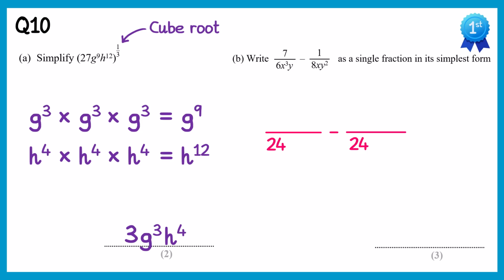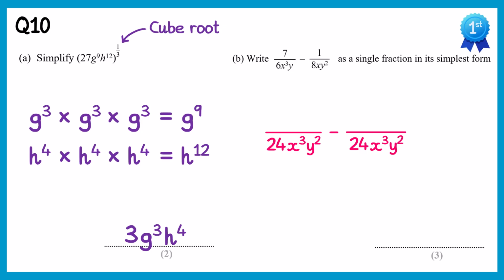Then we're going to look at each letter and consider the lowest common multiple of those. The lowest common multiple of x to the 3 and x is x to the power 3. It will always be the highest power of x that you have. So x to the power 3, and the same idea applies to the y's. We've got y and y squared, and the highest power is y squared. So the lowest common multiple and the denominators need to be 24 x to the power 3, y to the power 2. Now we need to work out the numerators.